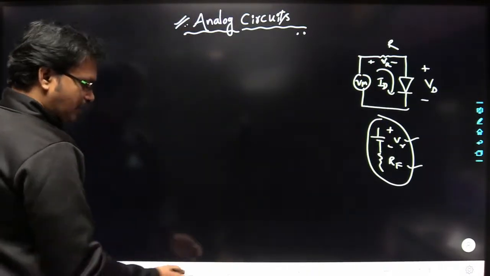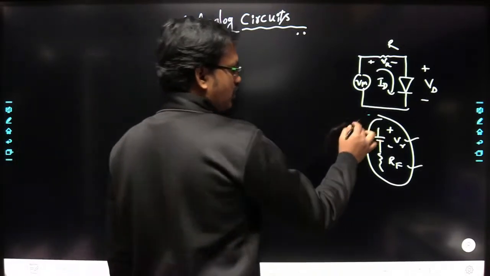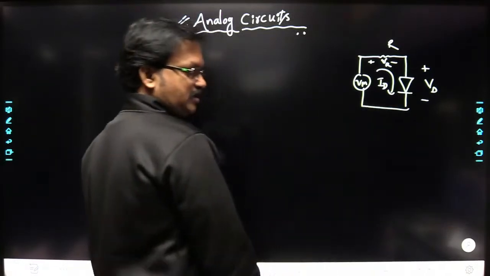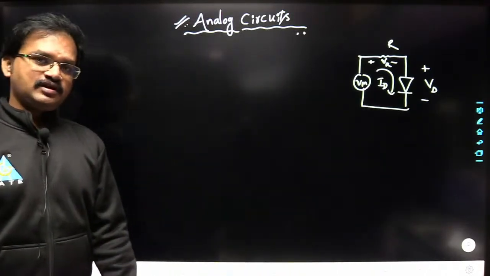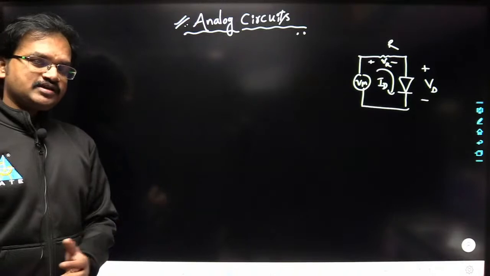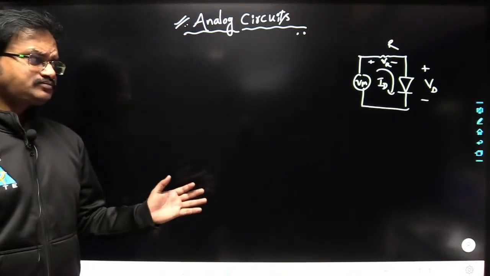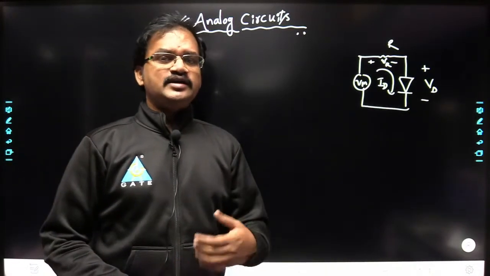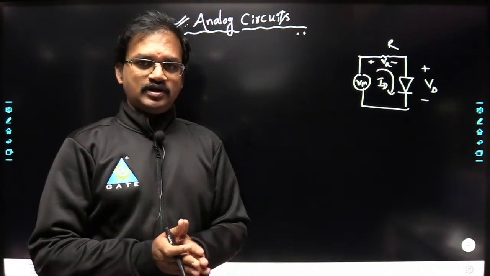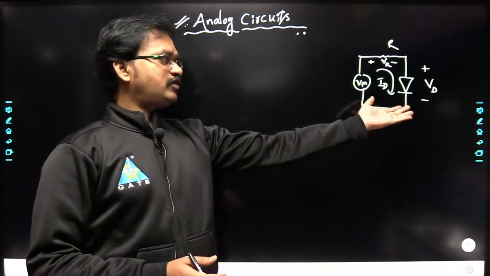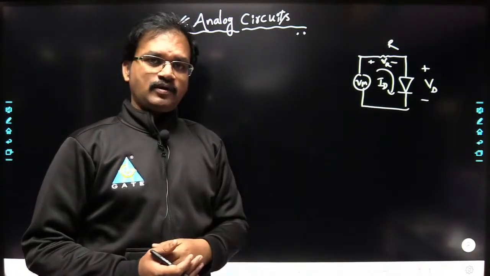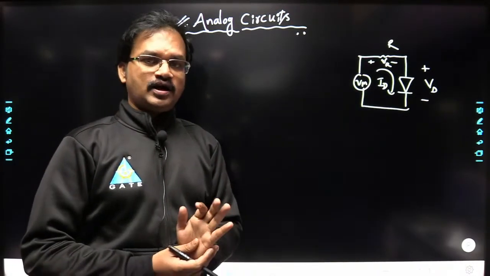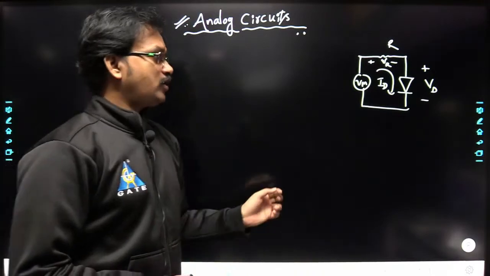Whether you follow the exact analysis or the approximate analysis, that is the piecewise linear model, in both cases the results we get are almost similar. That's why, instead of going for an exact model, we can adopt a piecewise linear model in order to analyze the circuits.